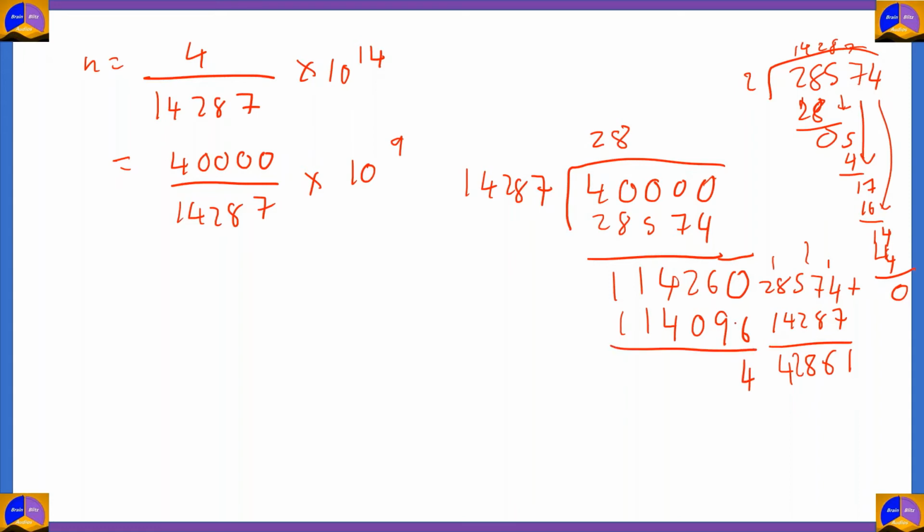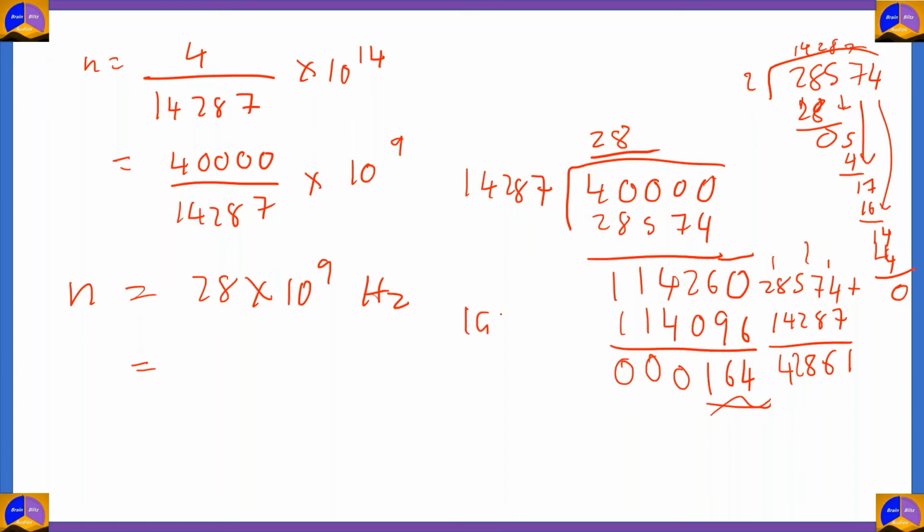Again, 10 minus 6 is 4. 15 minus 9 is 6. And then 1 minus 0 is 1. 4 minus 4 is 0. And then 0 and then 0. So we have a small remainder of 164. And the quotient we got is 28. So it'll be 28 into 10 raised to 9 hertz, which is the unit of frequency.